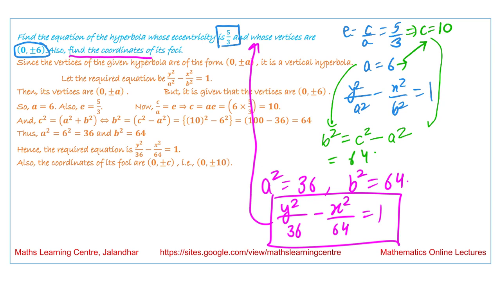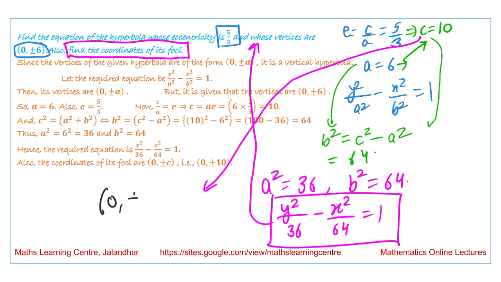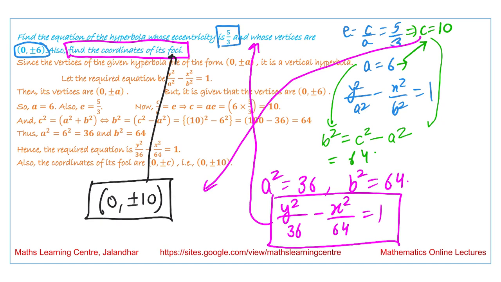Next we have to find the coordinates of its foci. Given the value of c, we can write that the foci will lie on the y-axis, and they will be (0, ±10). So these are the coordinates of the foci.